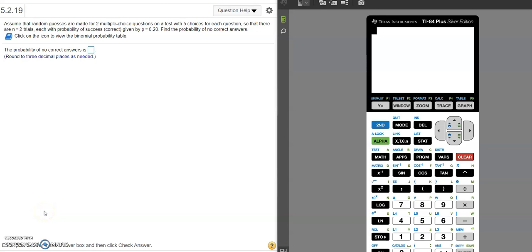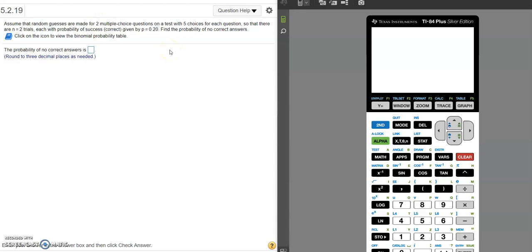Okay, this is Chapter 5, homework problem number 5, which is the binomial distribution. It says, assume that random guesses were made for 2 multiple choice questions on a test with 5 choices for each question. So n is 2. n is how many trials you have. In this case that's 2.